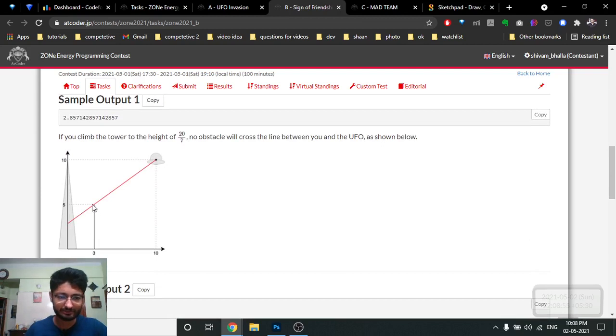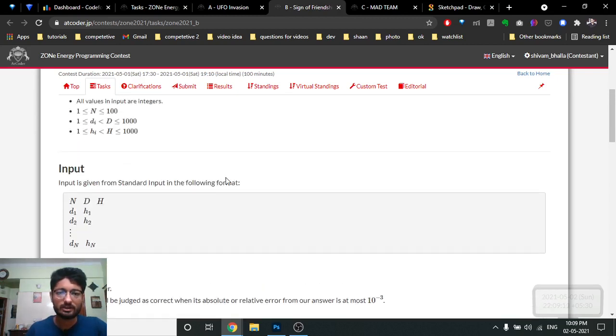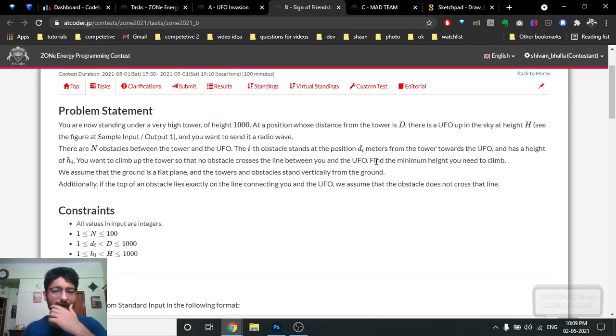You can assume that this is some type of wall. There are different walls. The wall also has a distance from the tower tip and a height. So these heights are actually given, and the distance between the tower tip and each wall is given. Now what the problem is actually asking you is to find out the minimum height you need to climb.